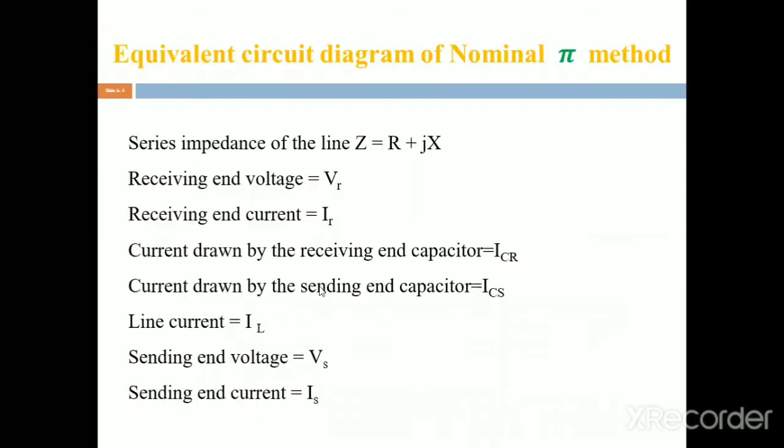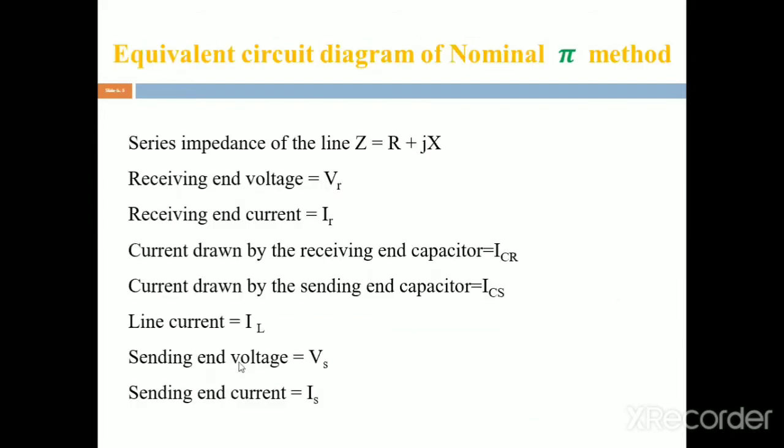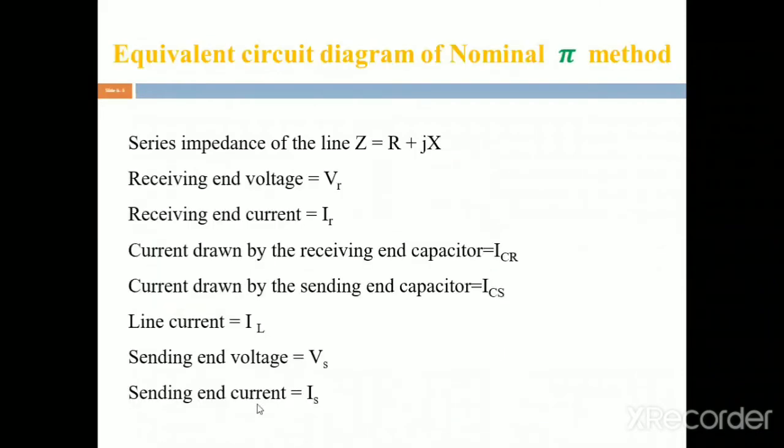Okay, next one is the line current. Line current is IL. In that circuit diagram, we represent it as I, so I is equal to IL. IL means the line current, the current flowing through this line. Next one is the sending end voltage, that is Vs. Next one is the sending end current, that is IS.